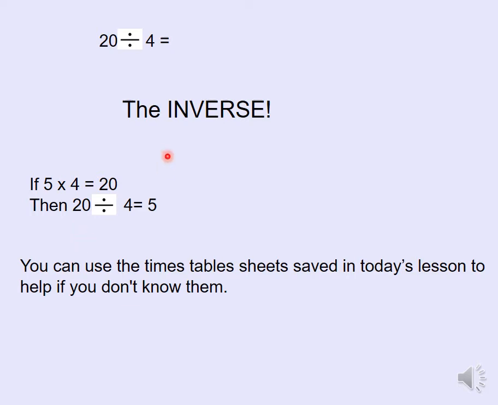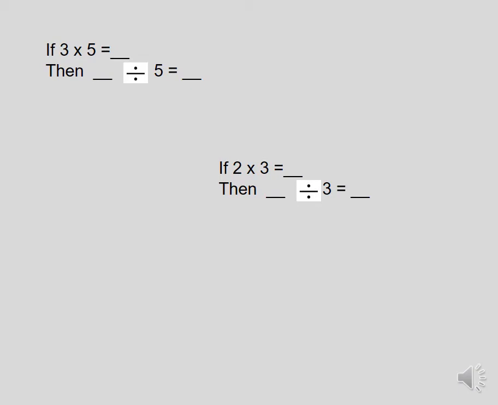Okay, so here we go, doing the inverse. If 5 times 4 equals 20, then 20 divided by 4 equals 5. Now, if you're not too confident on all of your times tables, there is a sheet on the website in today's lesson that has got some of the times tables on there to help you if you don't know them off by heart. Okay, so let's have a go at this one.